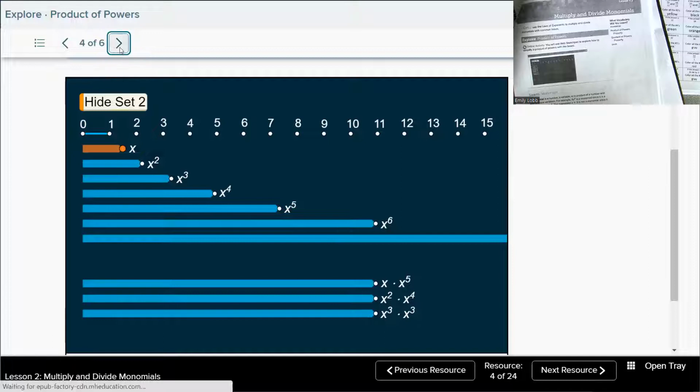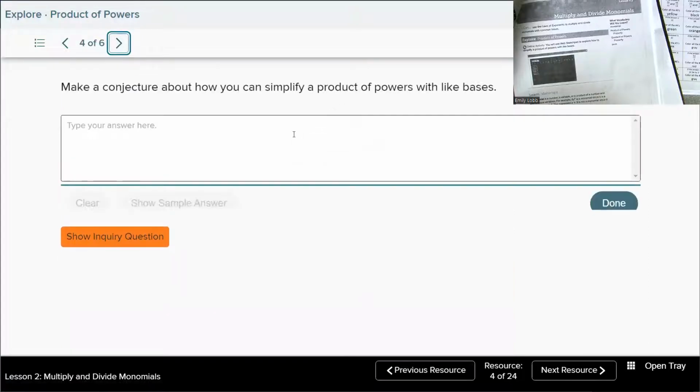Okay, that's set 2. See if it's going to give us another one. Make a conjecture about how you can simplify a product of powers with like bases. So if the bases are the same and it's a product, we're going to do what with the exponents? Add the exponents if the bases are the same. Well done.